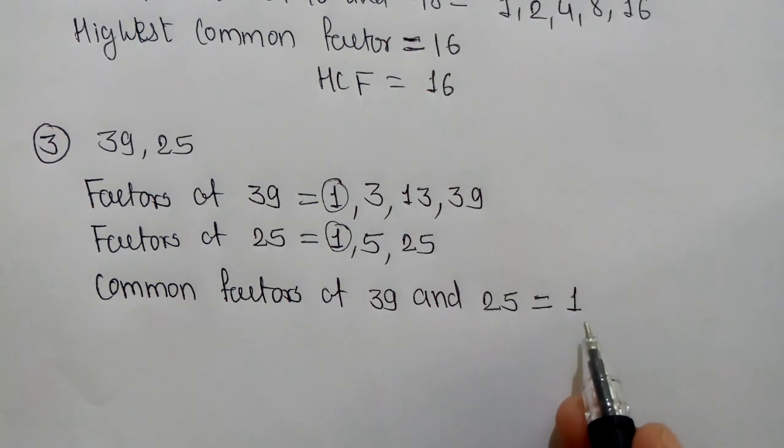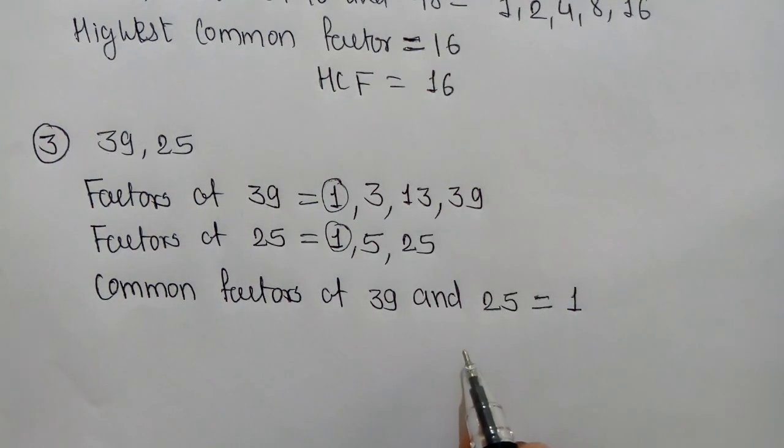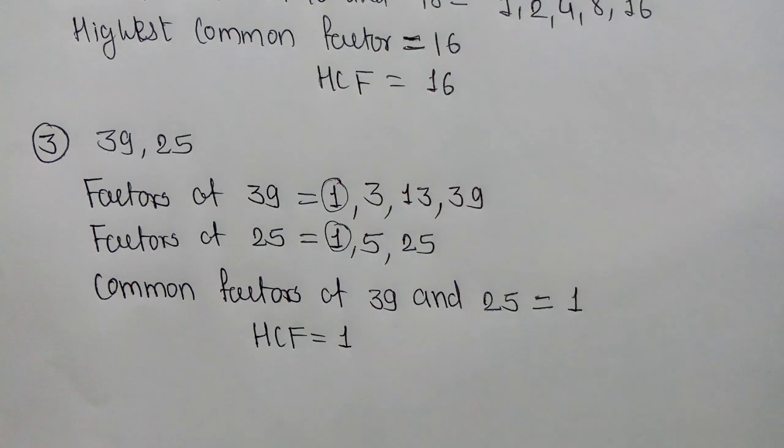Highest common factor means only 1 is there. So here we can write HCF is 1. Why is HCF 1? Because 39 and 25 are co-prime numbers. And co-prime numbers have only one common factor, and that is 1. So you have to remember that the HCF of co-prime numbers is always 1.